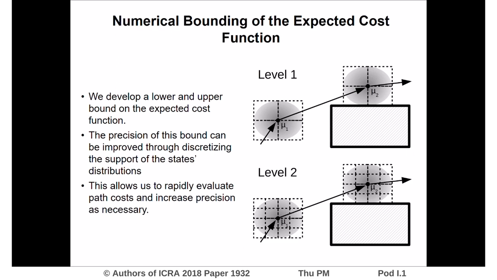These graphs show example state distributions at two discrete time steps centered around mu1 and mu2. Level 1 might be what happens in an early stage of the algorithm. At level 1, the numerical approximation of the expected cost uses only 4 regions.